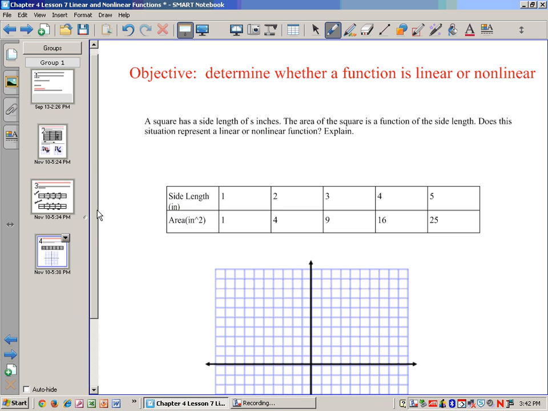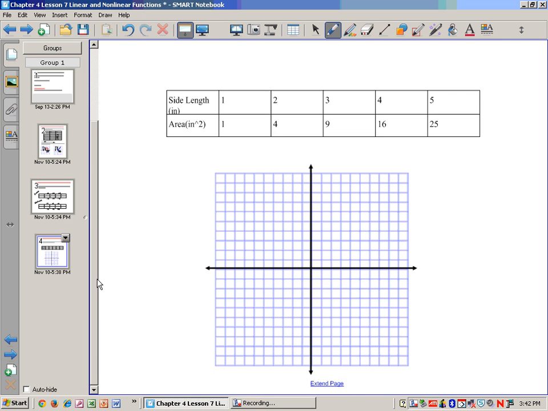So this table, once again, is an ordered pair. The side is going to represent our x's. Our area is going to be our y's. And let's mark these every other one. We go 2, 4, 6, and every other. Let's go 10, 20, 30. This shows our area. This shows our side length.